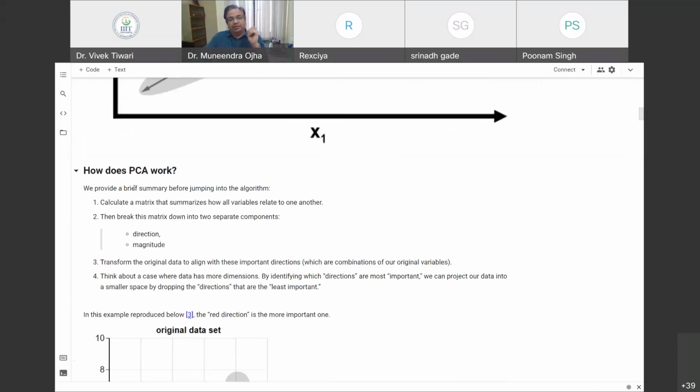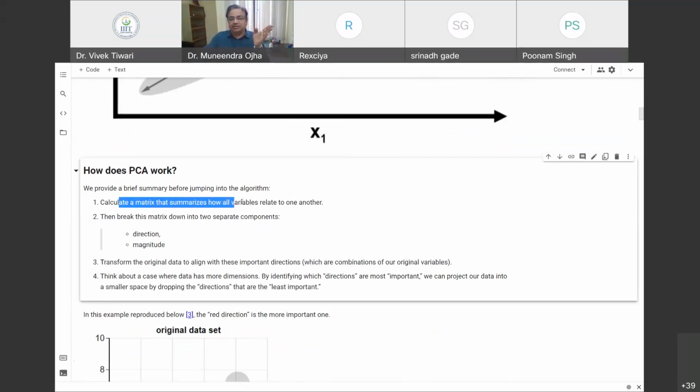How does PCA work? We provide a brief summary. First, we calculate a matrix that summarizes how all variables relate to each other. Then we break this matrix down into two separate components, direction and magnitude. So first, we create a matrix that summarizes how all variables relate to one another, which is a covariance matrix. The second step is to break this matrix down into two separate components: the first is direction, the second is magnitude. Now we transform the original data to align with these important directions.